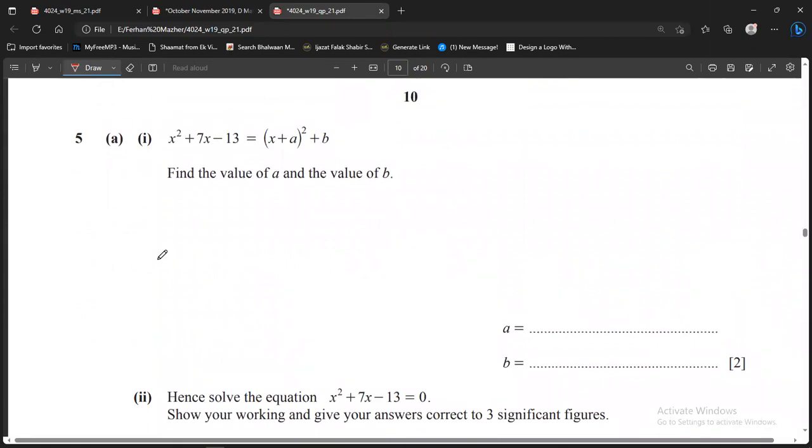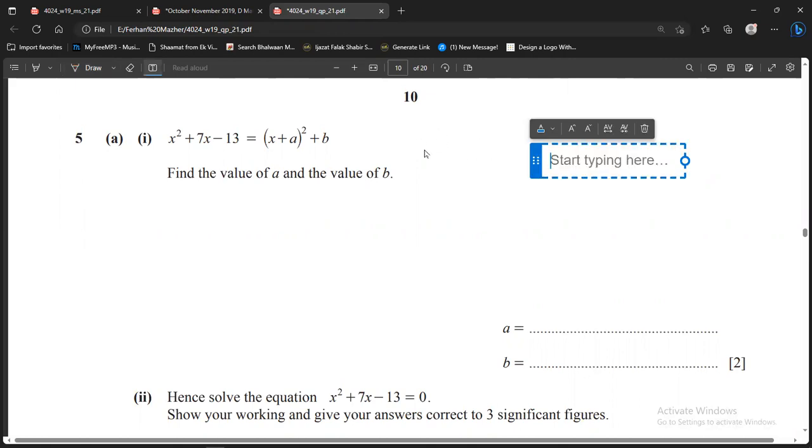So we are going to the next question, which is question number 5. It's A part, first portion. It says x squared plus 7x minus 13 equals bracket x plus a bracket close whole square plus b. This is actually completing the square. Okay, this is the completing the square method.